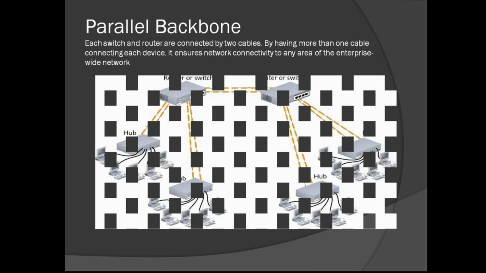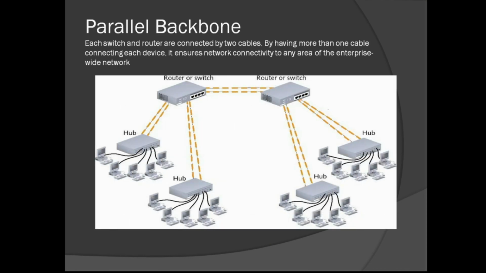So, we have the parallel backbone. Actually, the parallel backbone, just to simplify, you have two backbones. So, para pag nag-fail yung isa, gagana pa rin yung isa. Okay? So, there's a redundancy of backbone on this network kapag gumawa ka ng parallel backbone.